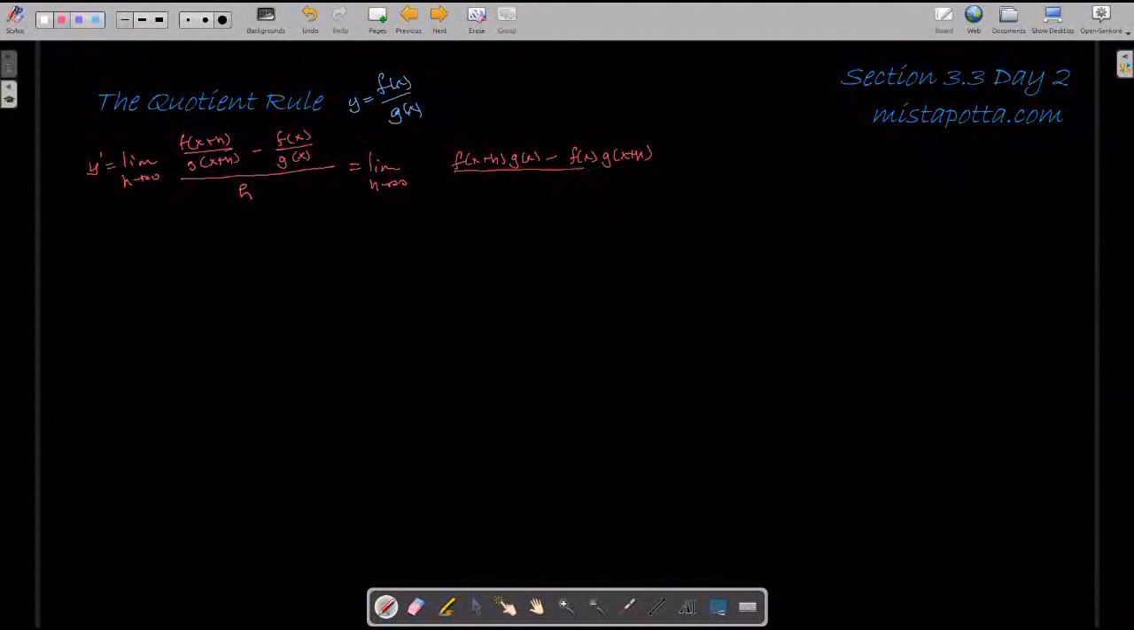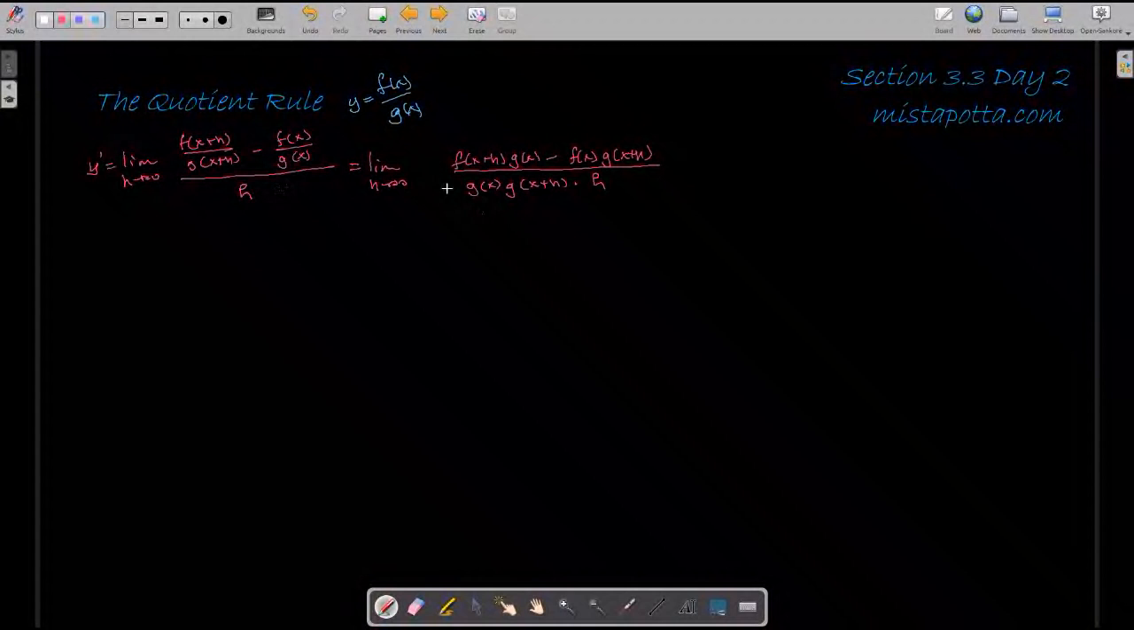And in the denominator, I'm going to have both factors of my common denominator, g of x and g of x plus h. But I'm also going to have the 1 over h that contributes the h to the denominator. So I'm rewriting this in a simpler fractional format, not this compound fraction that we had over here.